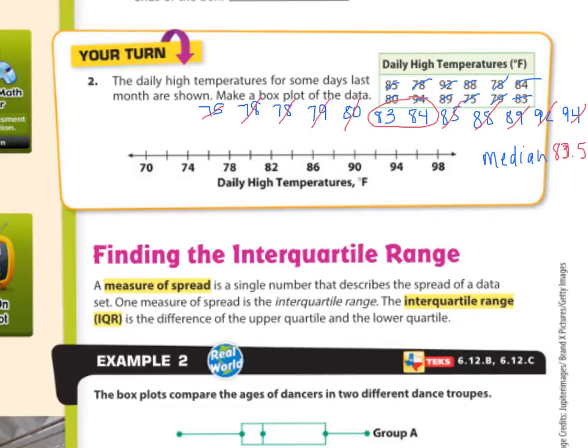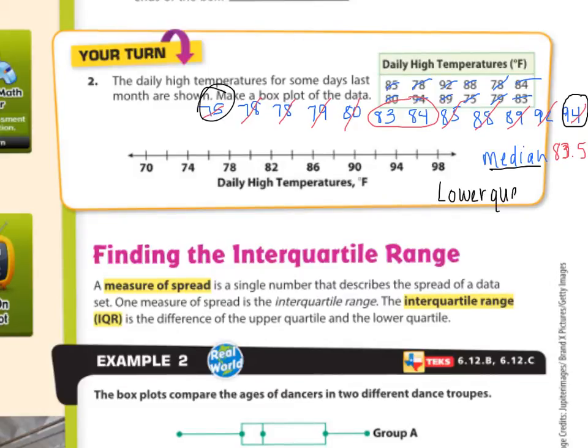And then my smallest number is 75. My largest number is 94. So there's 75 and 94, and then my median is here. Now we have to find the lower quartile.